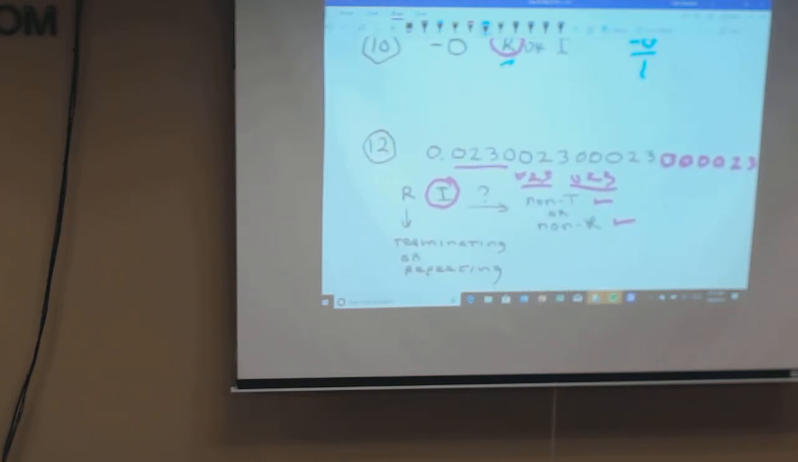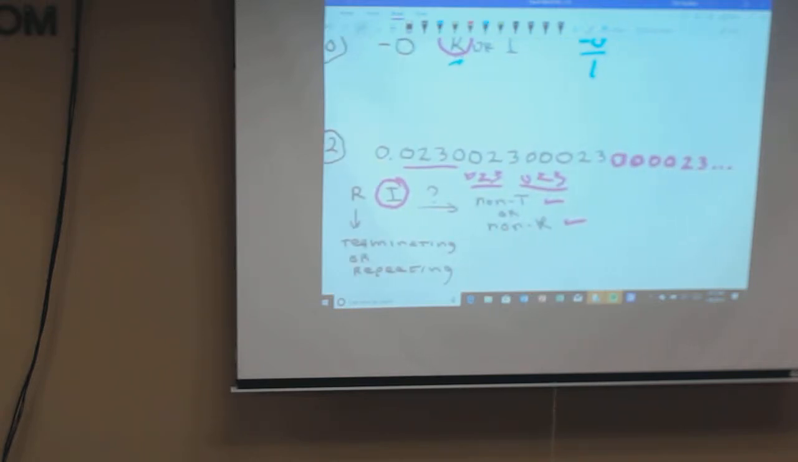Number 12. Is number 12 rational or irrational? Now I see a pattern here. It looks like it goes 023, then 0023, then 00023, then 000023. You follow me? I see a pattern, but is there a pattern I can put a line over? No. So what does that make this number? Irrational. Good.